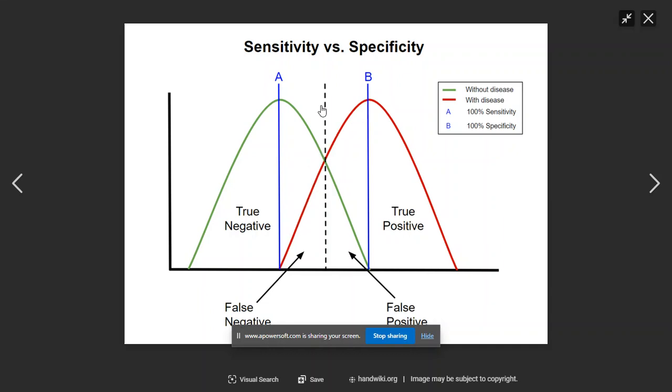Namely, a sensitivity test won't miss the positive patients. A specificity test won't miss the negative patients. If a sensitivity test tells you that you are not diseased, you are probably not diseased. If a specificity test tells you that you have the disease, you probably have the disease.